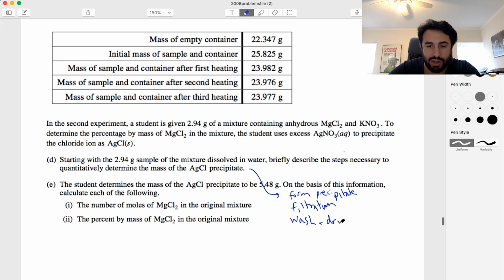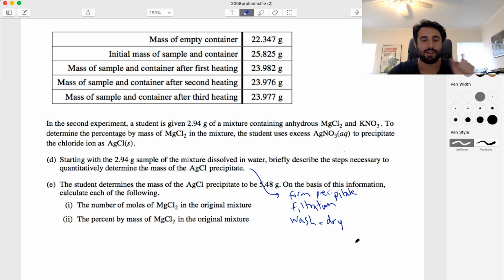We're going to wash and dry them. We're going to wash them, meaning we're going to make sure as much of the impurity gets pulled out as possible, right? Because in that crystal there could be other stuff stuck in there, so we want to wash that out. But then we also want to dry the crystals because we don't want any water in there, right? We're going to make a calculation about the mass of silver chloride, and we don't want any water in there to throw off our measurement.